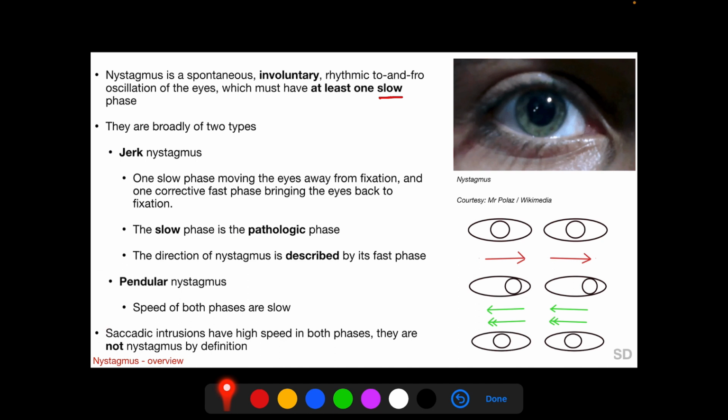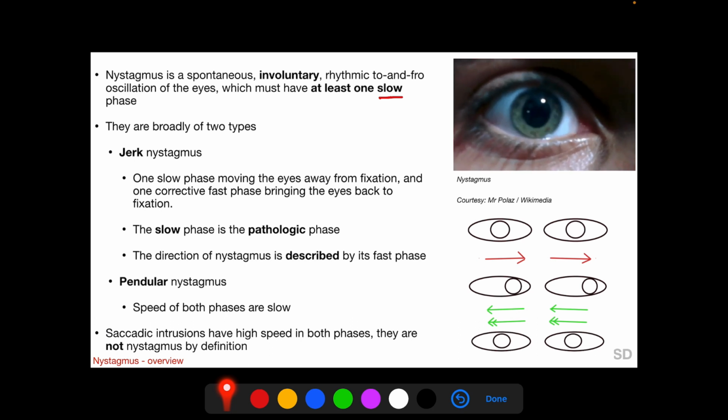In contrast, saccadic intrusions have high speed in both phases, and thus they are not nystagmus by definition and fall in nystagmoid eye movements. In this and the next session, I will be showing the slow phase with a single red arrow and the corrective fast phase with a double green arrow. And in cases of pendular nystagmus, the return movement will be shown as a single green arrow.